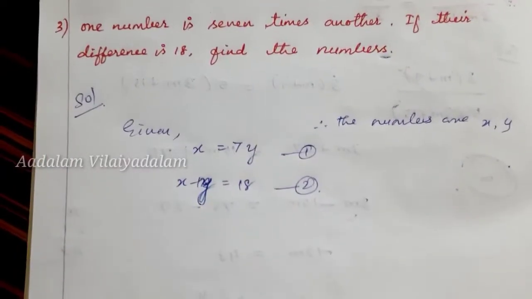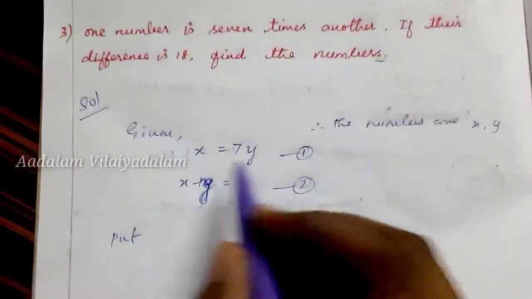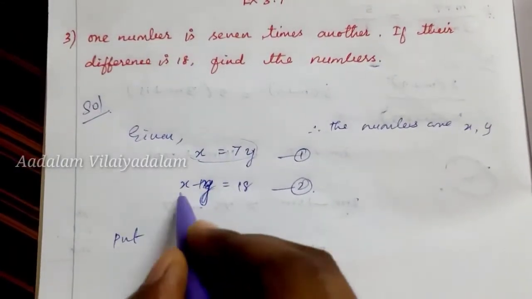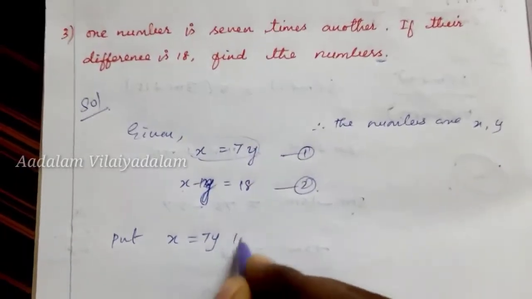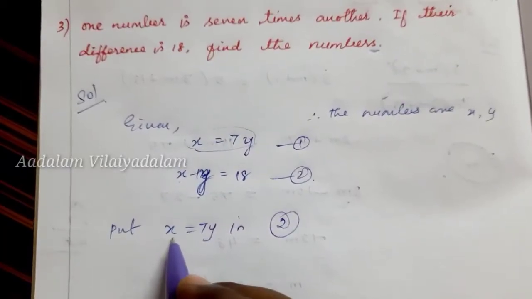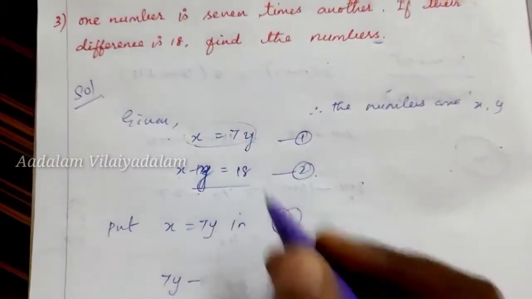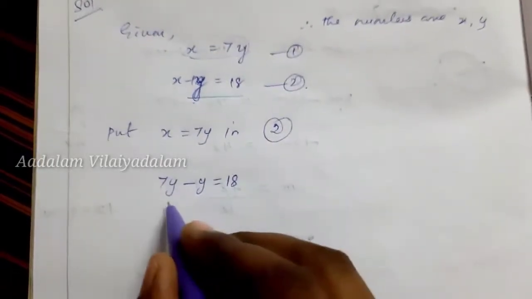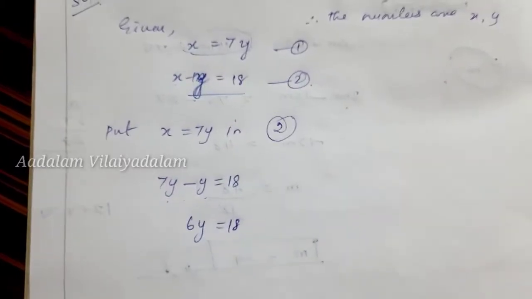Now in equation 2, put the value of x. Instead of x, we can write 7y. So put x equal to 7y in equation 2. Therefore, we get 7y minus the remaining term y equal to 18. Then, subtracting 7y minus y, we get 6y equal to 18.